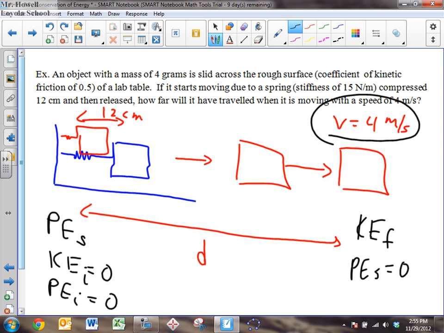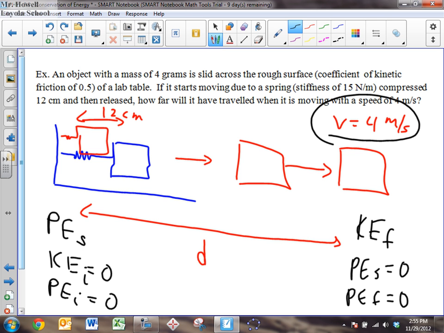And then, has the object gained any height at all? It's sliding across the rough surface of a table. Is it gaining any height? No. So there's, again, no potential energy at the end either. So a lot of things drop off here. Notice that? Look at the four zeros. See all these zeros here?